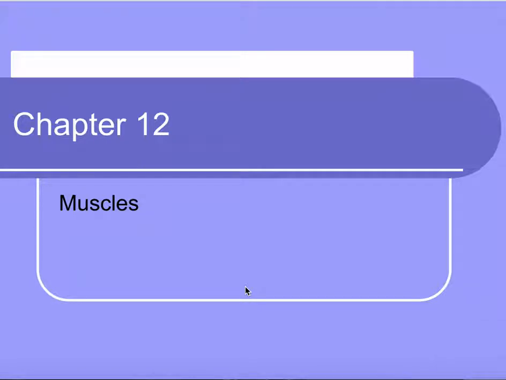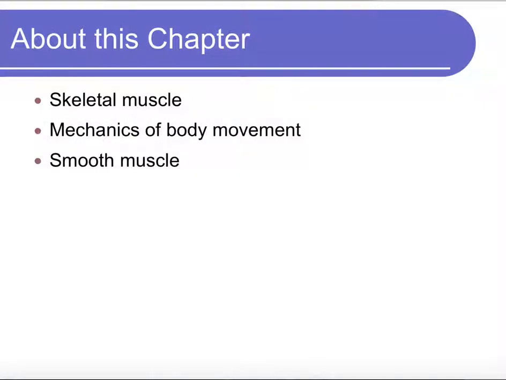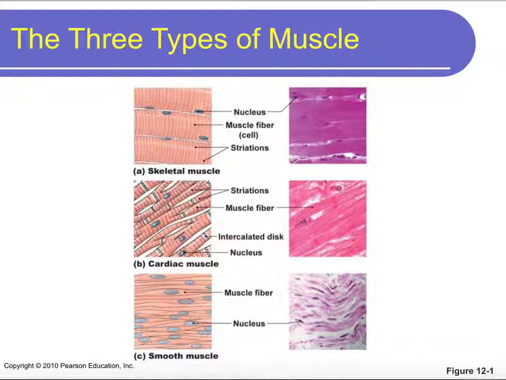Chapter 12, Muscles. In this chapter, we're going to focus on skeletal muscle, look at body movement, and then we will end with smooth muscle. So to start off, let's make sure we understand our three types of muscles.